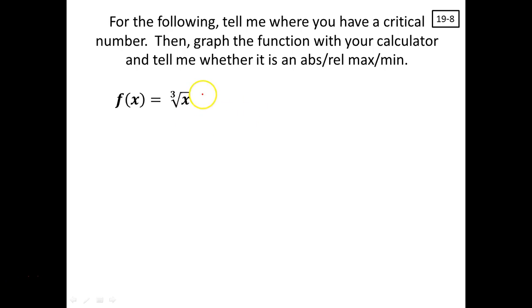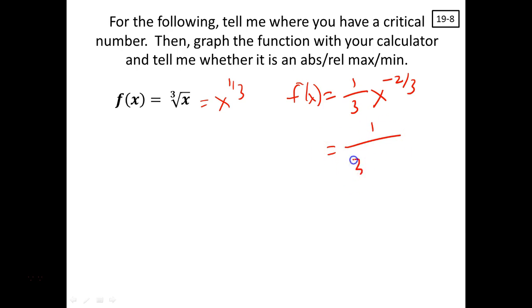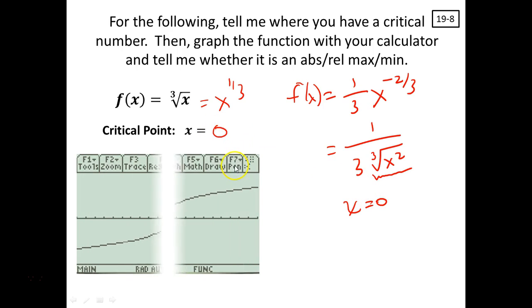All right, so the cube root of x. The easiest way to take this derivative is to write it as x to the 1/3. So what are you going to get? The derivative is 1/3 x to the negative 2/3. Rewrite this to make it easier: 1 over 3 times the cube root of x squared. This is never going to equal 0, but it does not exist whenever the bottom is 0. When is that 0? Well, when x equals 0. So we just have one critical point at x equals 0.